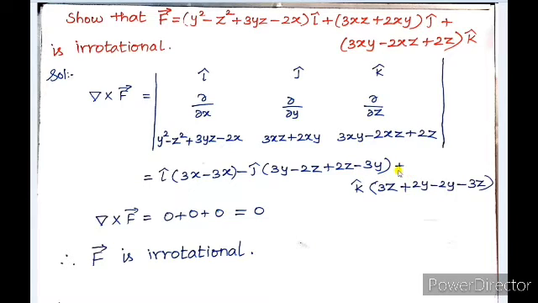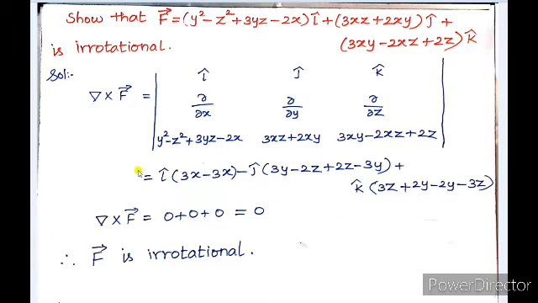Next, plus k cap into these two we must multiply. That means partially differentiate this term with respect to x, answer 3z plus 2y. Next, this term partially with respect to y, answer minus 2y minus 3z. So simplify this one.